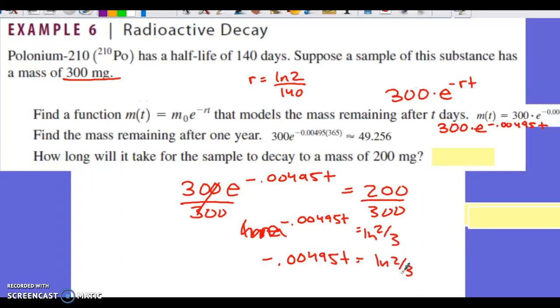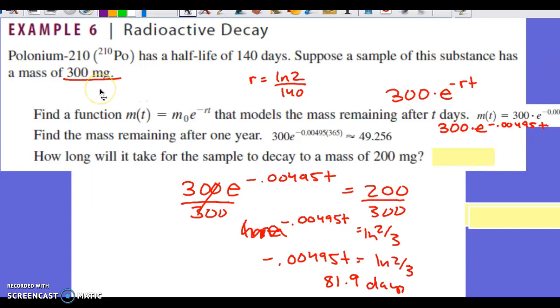And now I'm just going to use the calculator. I'm going to go ahead and type in ln of 2/3, hit enter, and then divide by negative 0.00495. And I get 81.9. So that's how many days it will take for this element to go from 300 to 200 milligrams.